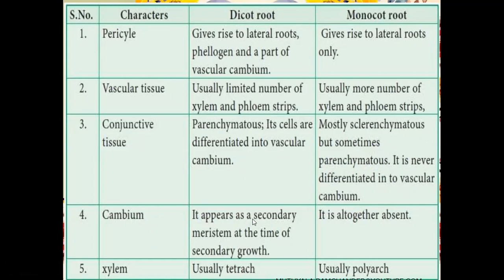Cambium appears as a secondary meristem at the time of secondary growth. That means cambium is developed by secondary growth, and in monocot it is altogether absent. Xylem: usually tetraexarch protoxylem, sometimes bi or diexarch protoxylem. In monocot, polyexarch protoxylem. Poly means a greater number of protoxylems are present towards the outside.